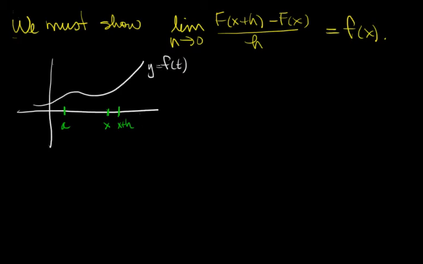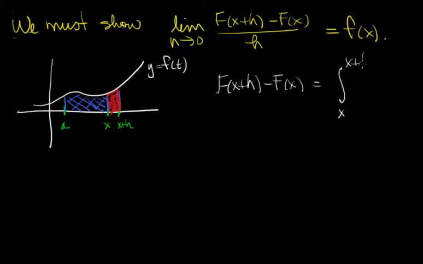Okay, so let's shade in these areas. The integral from a to x plus h, so capital F of x plus h is that area right there, minus capital F of x. Well, capital F of x is that area there. So we see, I'll shade it in red, that capital F of x plus h minus capital F of x is this red region that I drew under the curve. In fact, we can say that capital F of x plus h minus capital F of x is really the integral from x to x plus h of little f of t dt.